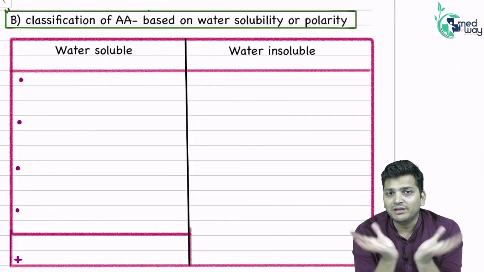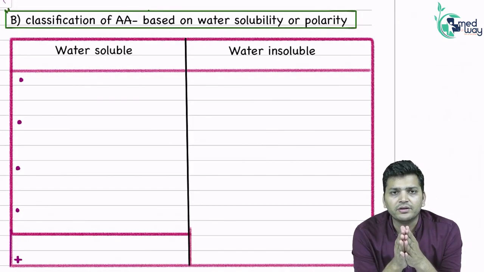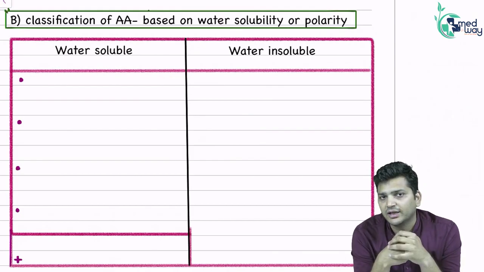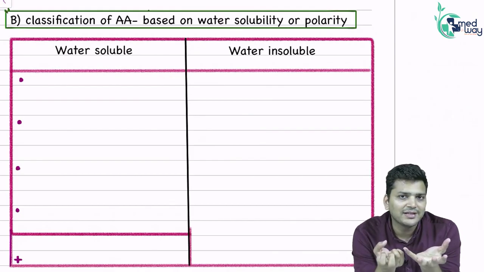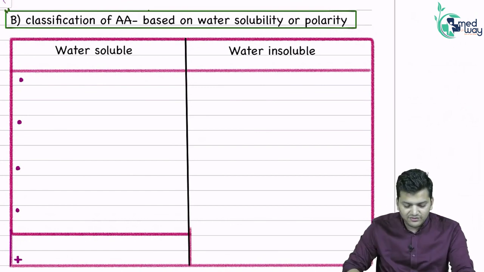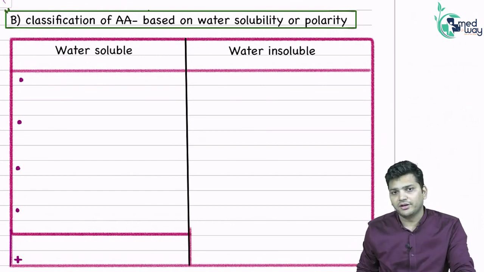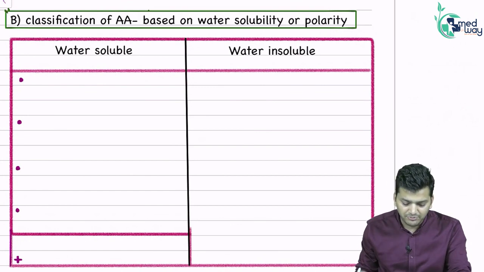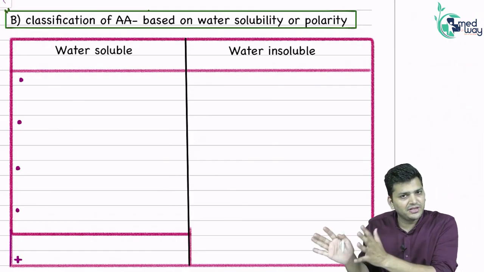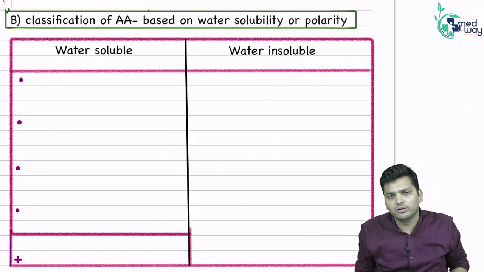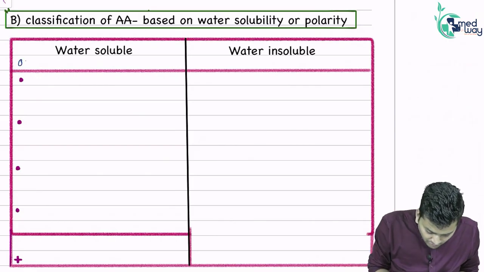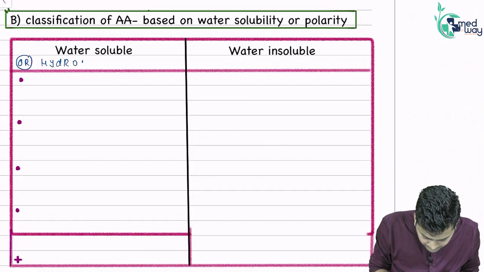I told you that whenever we want to do classification, we need to understand on what basis, on what ground, we are doing the classification. So the second classification we are discussing is based on the water solubility or the polarity. There are some amino acids which are water soluble, and there are some which are water insoluble. The water solubles will also be called hydrophilic or the polar amino acids.